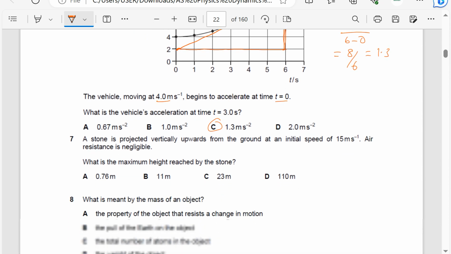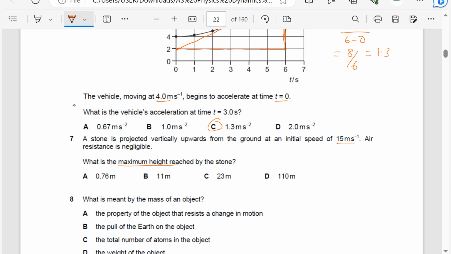A stone is projected vertically upwards from the ground at an initial speed of 15 meters per second. Air resistance is negligible. What is the maximum height reached by the stone? Remember, at maximum height, velocity is 0. Air resistance is negligible, so I'll use the suvat equations.